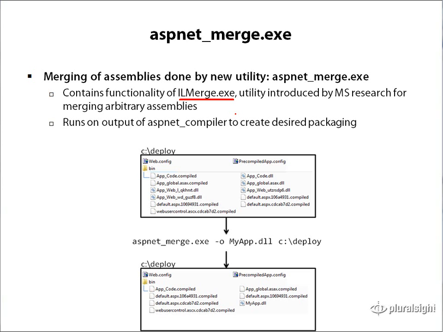What they did in web deployment projects was integrate it into a new utility called ASP.NET Merge. You might find this of interest on your own. ASP.NET Merge will walk up to a directory that contains an ASP.NET website, and you can tell it to go through its bin directory and merge all the assemblies into a single output assembly. So I thought I might just show this to you as a quick example.